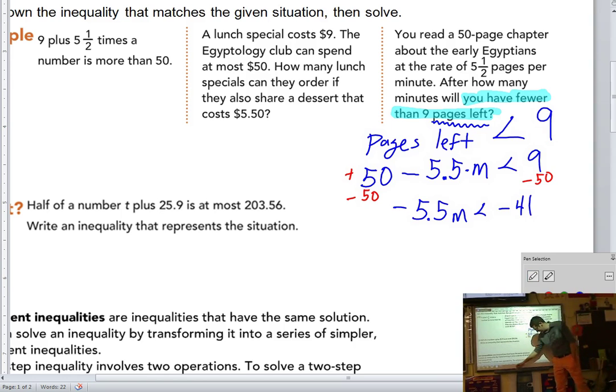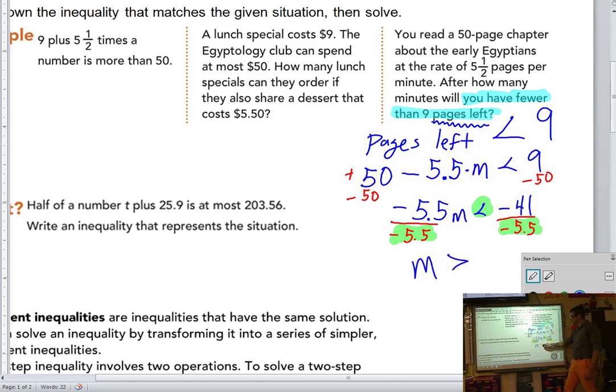Now, Lily, what do I need to get rid of here? The negative 5.5. How? We divide. And when we divide by the negative, that will grab my inequality symbol and flip it around. Yay! So this now becomes m is greater than 4.9 something, I think.